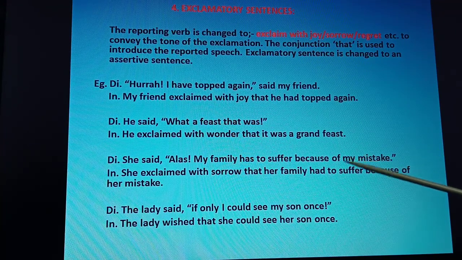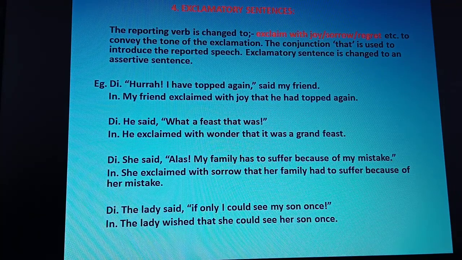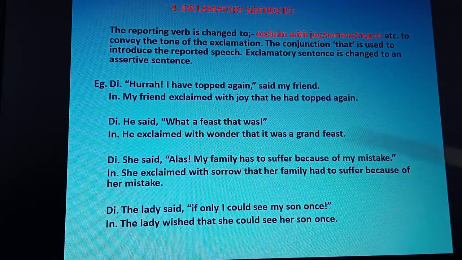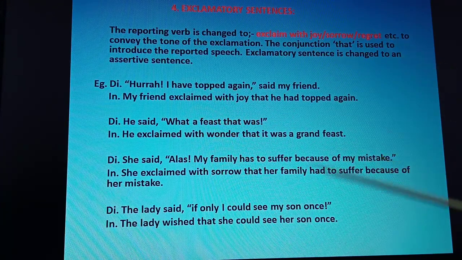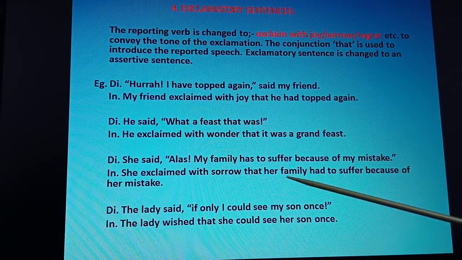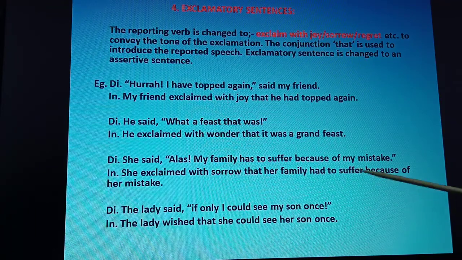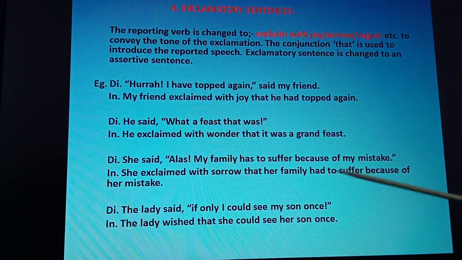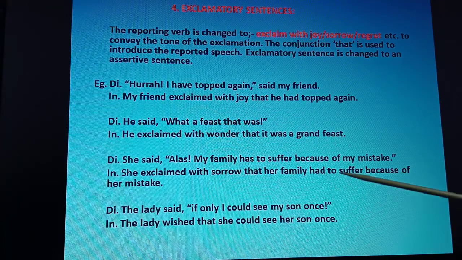Next, she said, "Alas, my family has to suffer because of my mistake." Alas, you see, she exclaimed with sorrow or exclaimed with regret. Here regret will come. You are feeling bad because your family is suffering because of you, no? So, she exclaimed with sorrow or she exclaimed with regret that her family had to suffer because of her mistake. "Has to suffer" is changed into "had to suffer", past perfect, okay? Because of her mistake, not my mistake, her mistake.